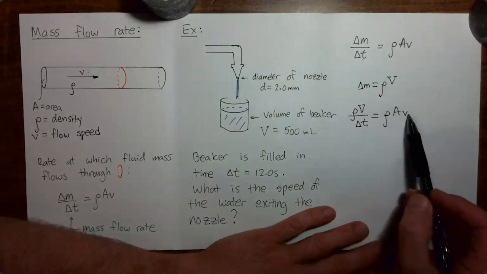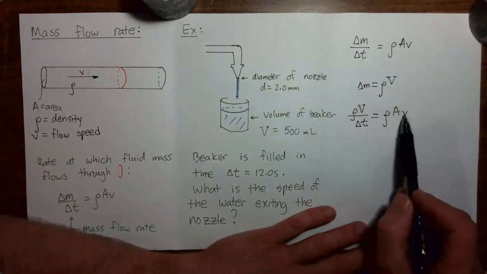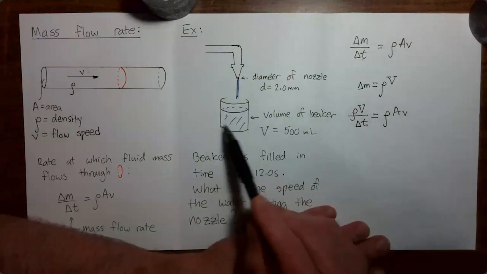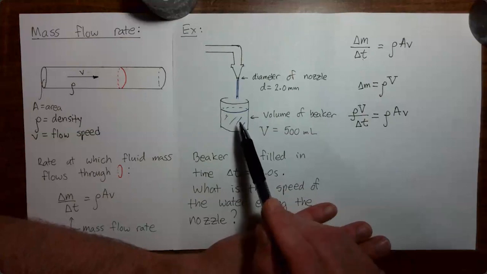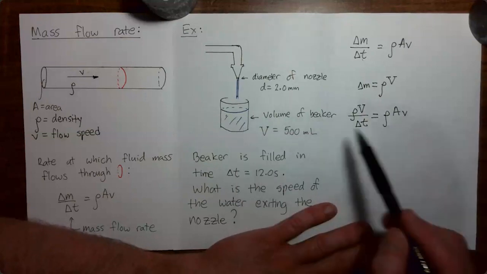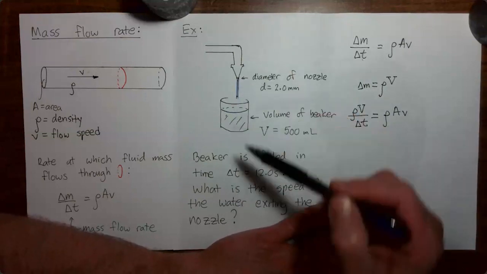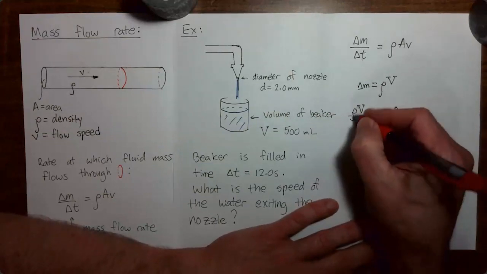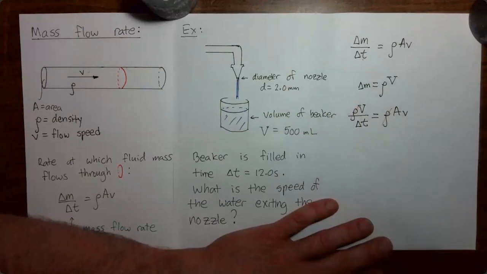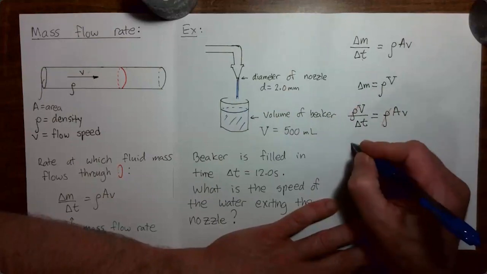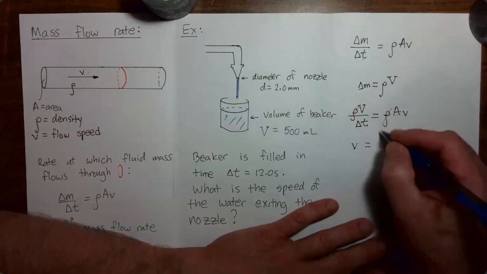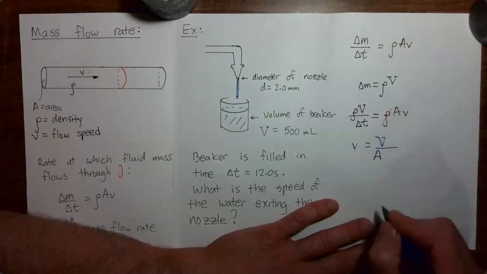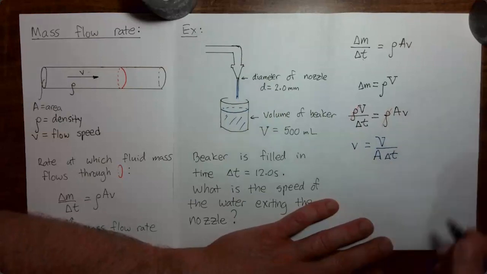Notice in this equation that I have capital V and lowercase v. Capital V indicates the volume of the fluid when the beaker is full, and then the lowercase v indicates the speed at which the fluid is leaving the nozzle. Anyways, we can notice now that the fluid density cancels between the two sides. So I can now solve for the flow speed as volume divided by area divided by the time interval.